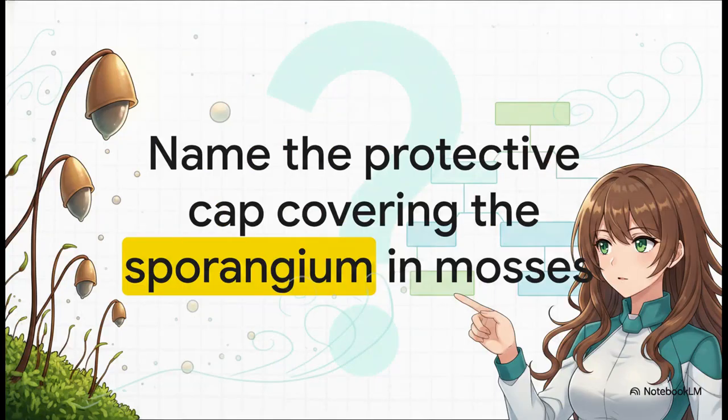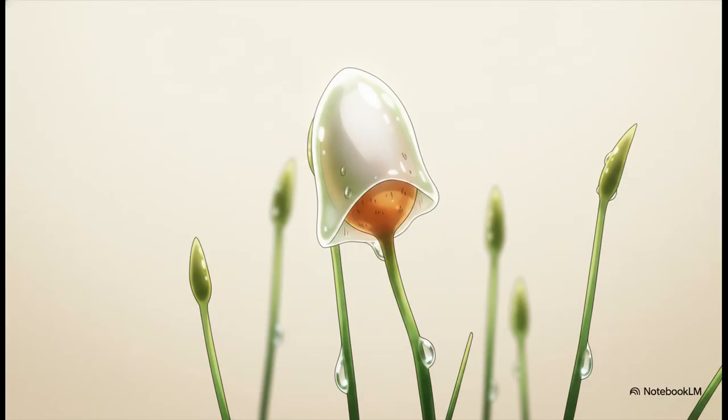All right, one last terminology question for you. Name the protective cap that covers the sporangium in mosses. This is a super specific structural term about how bryophytes protect their delicate little spores right before the wind catches them. The answer is the calyptra. Memorizing that the calyptra is the capsule covering the moss sporangium is going to score you a very easy but very impressive mark. It's literally one of those specific vocabulary words that completely separates a good student from a great one.